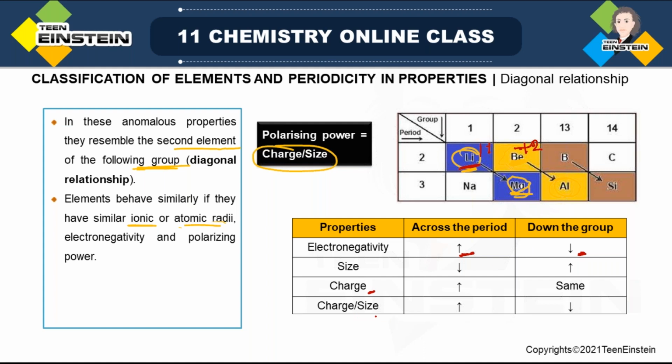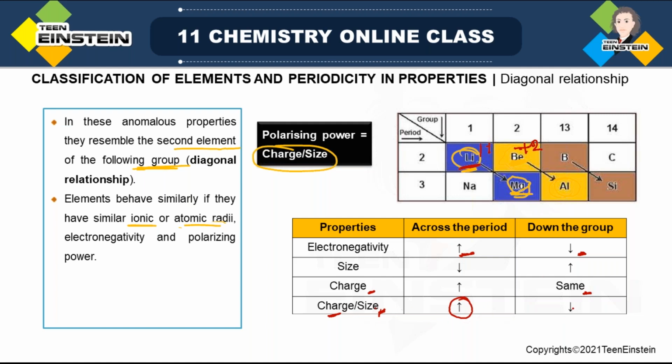And what about charge by size? See, when you are moving across the period, the numerator, that is charge, is increasing, and size is decreasing. That means the denominator is decreasing and the numerator is increasing. So obviously across the period it will increase, right? And down the group, charge remains the same, because down the group it is a similar type of behavior. There may be some exceptions, but in general it remains the same.